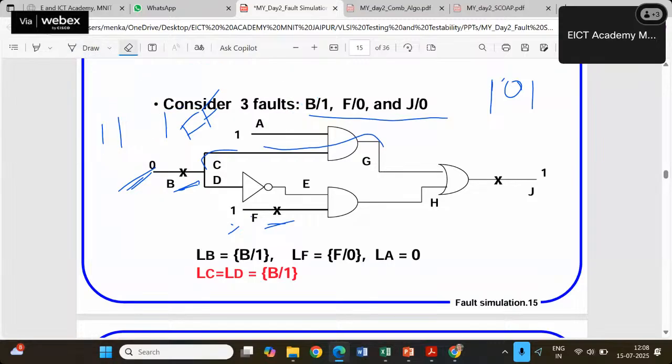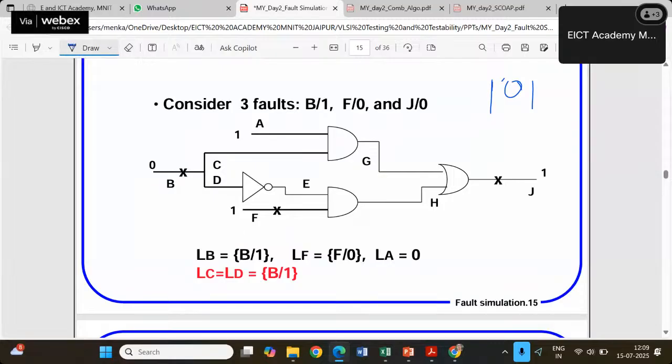So for each and every line, we have to write a list. That list will contain only the faults available on that particular branch. So for example, I want to find LB, the list of faults available on the B branch. B stuck at 1 is the fault available on the B branch, and that fault is being propagated to C and D also. So LB is equal to LC is equal to LD, and this is going to contain only one fault, that is B stuck at 1, right?